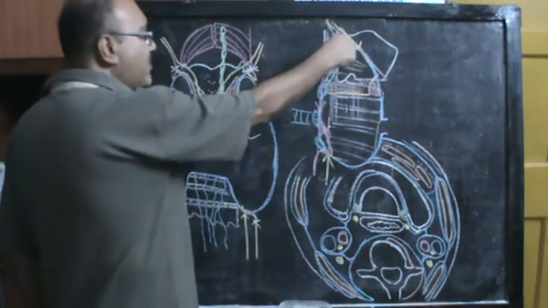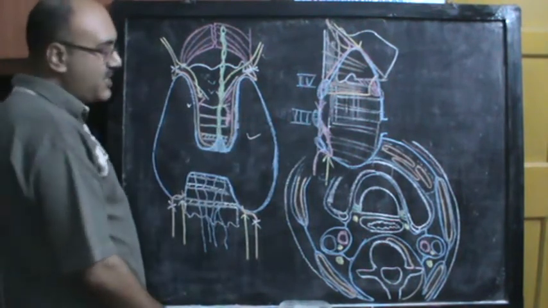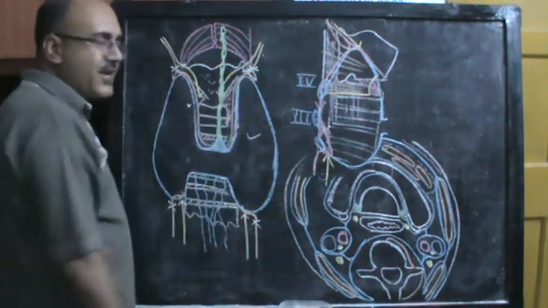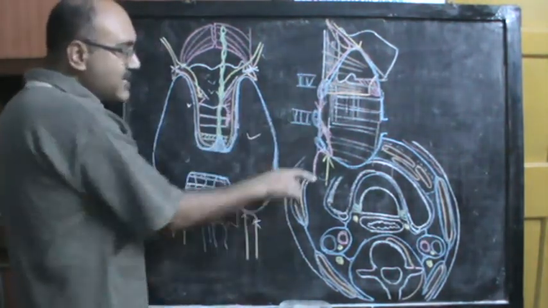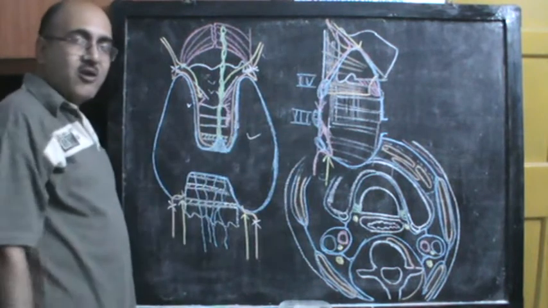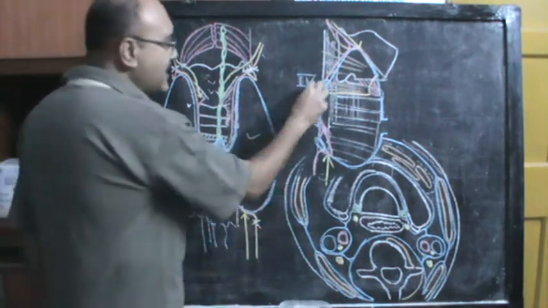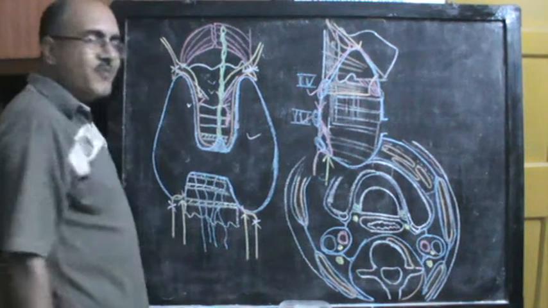So a branch from the superior thyroid artery descends along its posterior border, a branch from the inferior thyroid artery ascends along its posterior border, and they anastomose, and it is this branch, this ascending branch of the inferior thyroid artery, which actually supplies all 4 parathyroid glands.